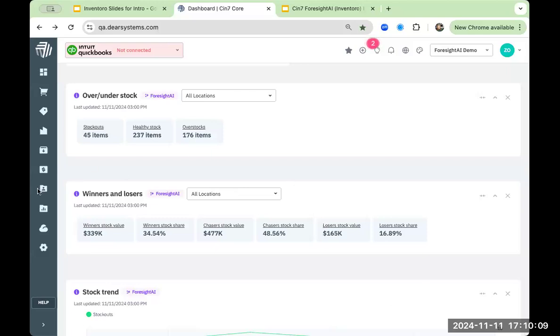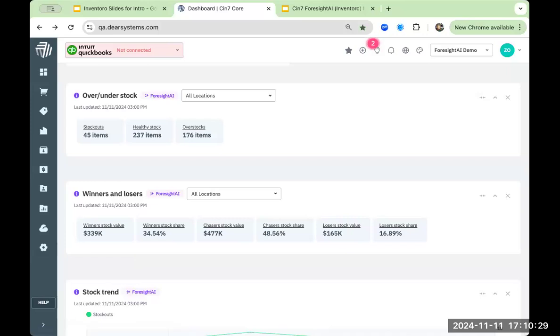And taking a step back, why are we looking at winners, chasers, and losers? Why does it matter? It's going to allow you to quickly and easily identify which products are driving growth and which ones are holding you back. So this is going to help you optimize the inventory levels of winners to maximize that revenue and then eliminate lost sales from those stockouts.